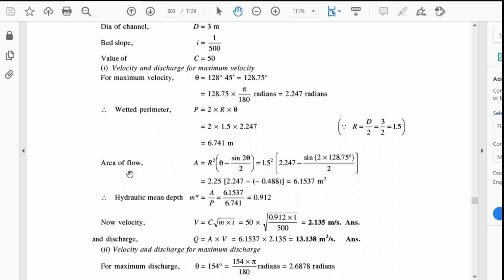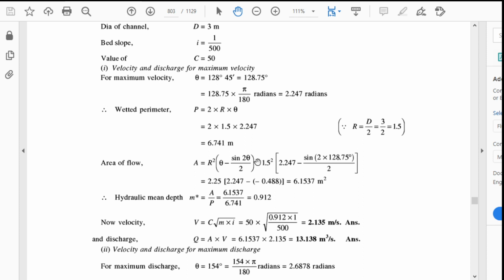Now the area of flow. The area of flow can be calculated by using r square into theta minus sine 2 theta by 2. Here theta should be in radians, and along with the sine function theta should be in degrees. So the area will be 6.1537 meter square.